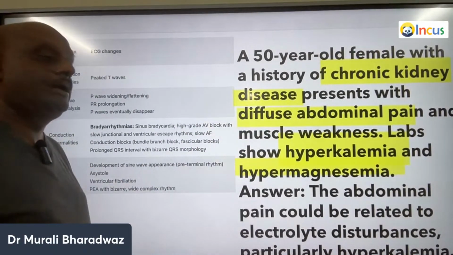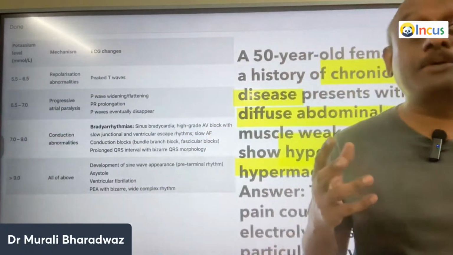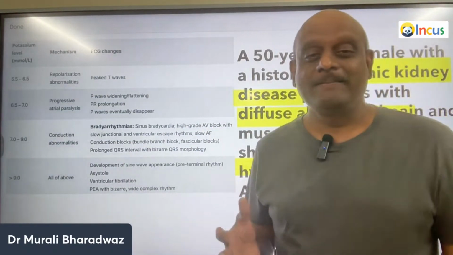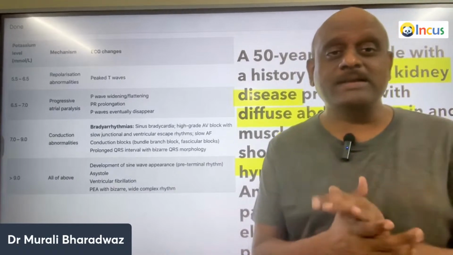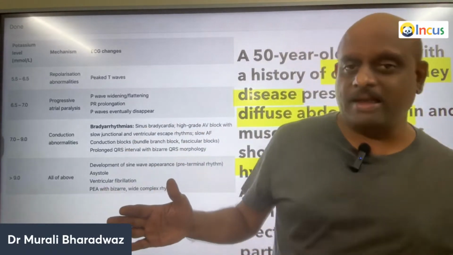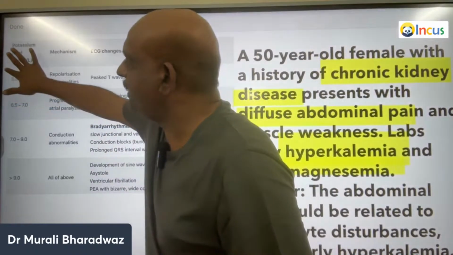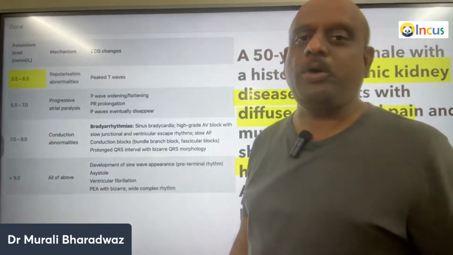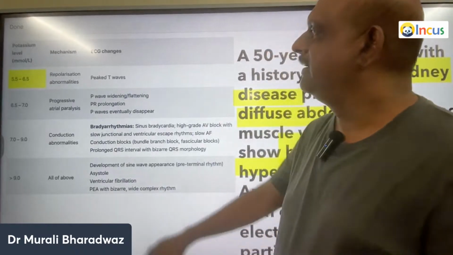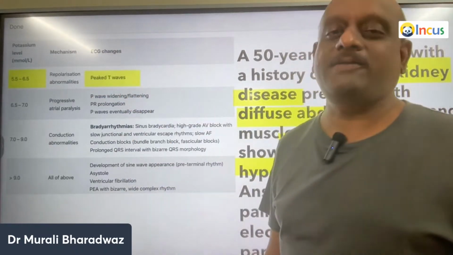So always remember, hyperkalemia can present in the form of abdominal pain. Another favorite question of the examiner: what is the relation between the changes on the ECG and the potassium levels? Whenever the potassium level is 5.5 to 6.5, it is almost normal, but above 6.5 you get very early peaked T waves.